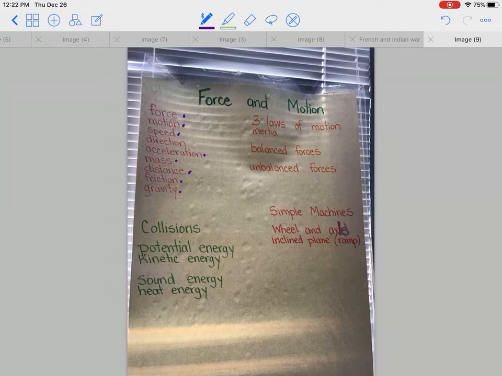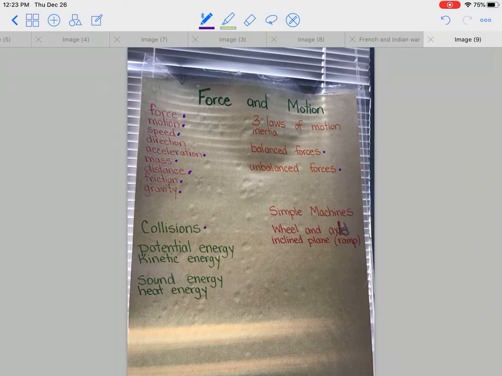Now, Sir Isaac Newton made 3 laws of motion. In the first law, it talks about inertia. Inertia is the tendency of an object to either stay at rest or stay in motion. Balanced forces: if the forces are balanced, an object will not move, it'll stay at rest. It takes unbalanced forces to have a change in position.